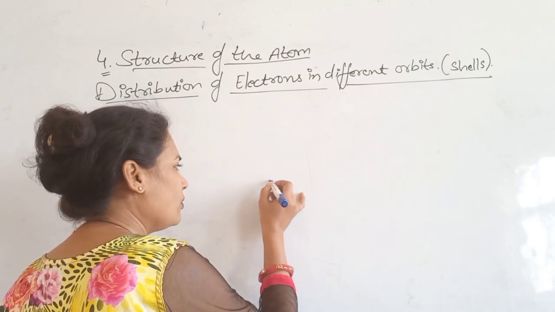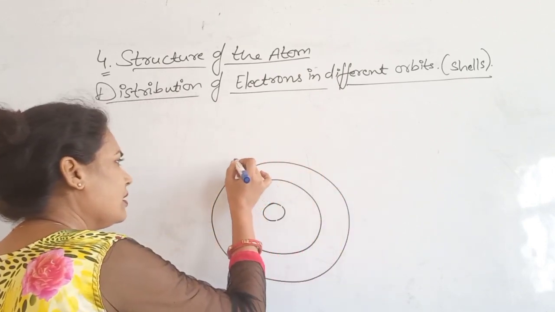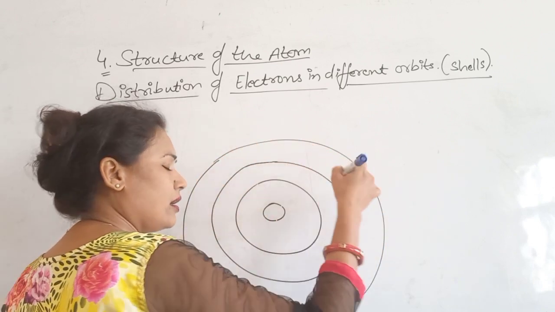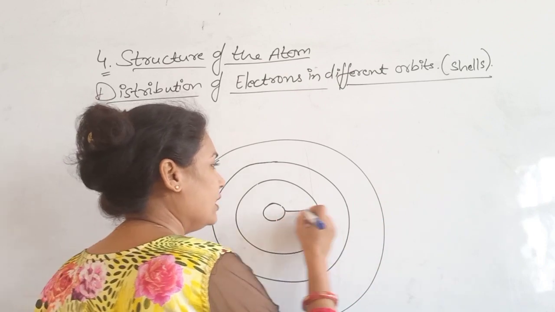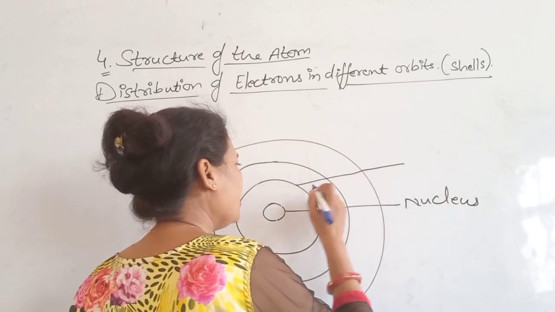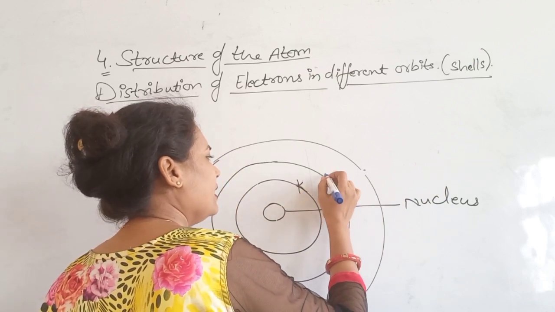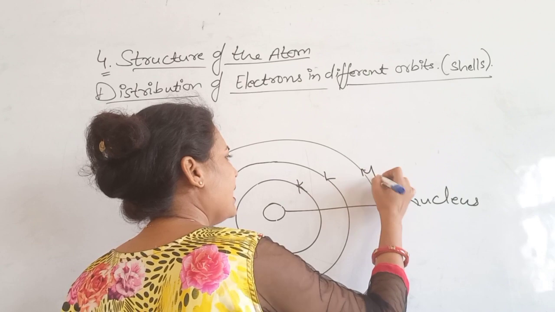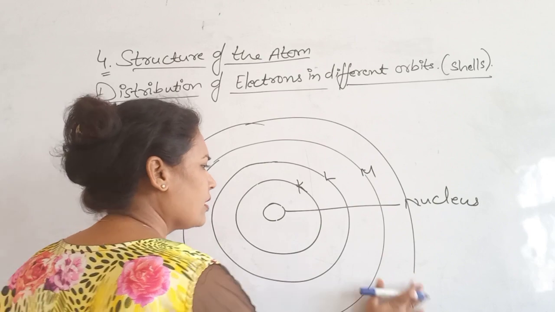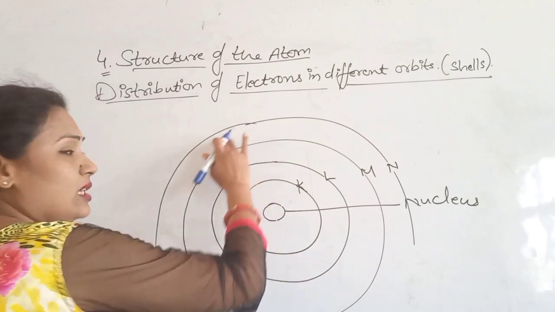So if this is the nucleus, then K shell, L, M shell, and next N, O, P, like that. So this is the nucleus. This is the K shell, then L, this is M, after that N, O, and so on. So this is the N shell. These are the different orbits or energy levels.